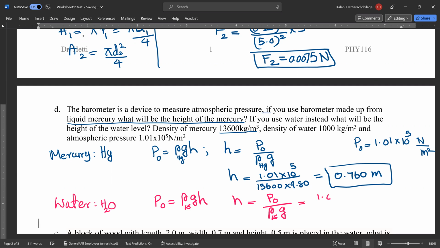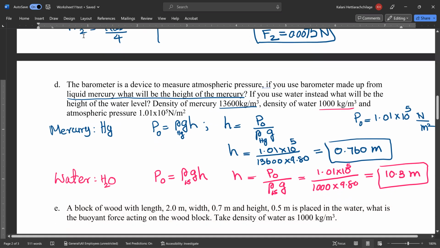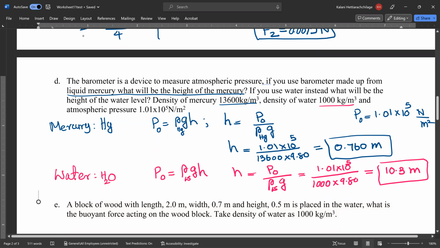And again, 1.01 times 10 to the 5 divided by the density of the water, which is given in the question here, right? And times 9.80. You will see this number is 10.3 meters. So that's the reason that we do not use water barometers, because it is inconvenient and you would need longer tubes to make the barometer.